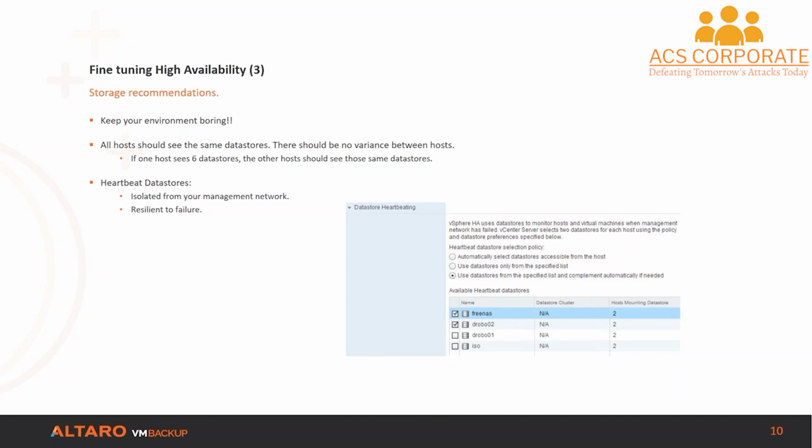So if you've got VMs that are powered on and you're thinking, oh, it's going to fail over to my destination host, that's important. And then you have to have heartbeat datastores as well. Those heartbeat datastores need to be isolated from your management network and they need to be resilient to failure, okay?